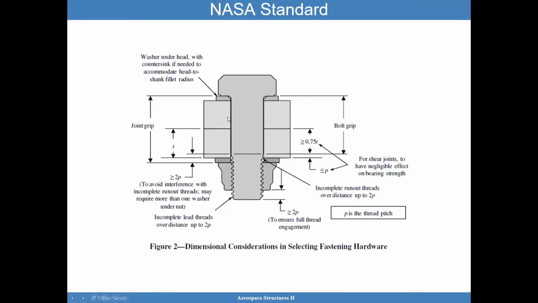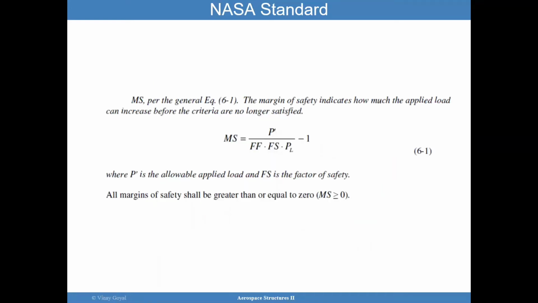We have discussed the dimensional considerations in selecting fastening hardware. This was discussed earlier, so I will not spend a lot of time on this. We want to make sure that the margin of safety is greater or equal to 0, including a fitting factor, a safety factor, and then we want to make sure that we have the allowable of that fastener included in the calculation.